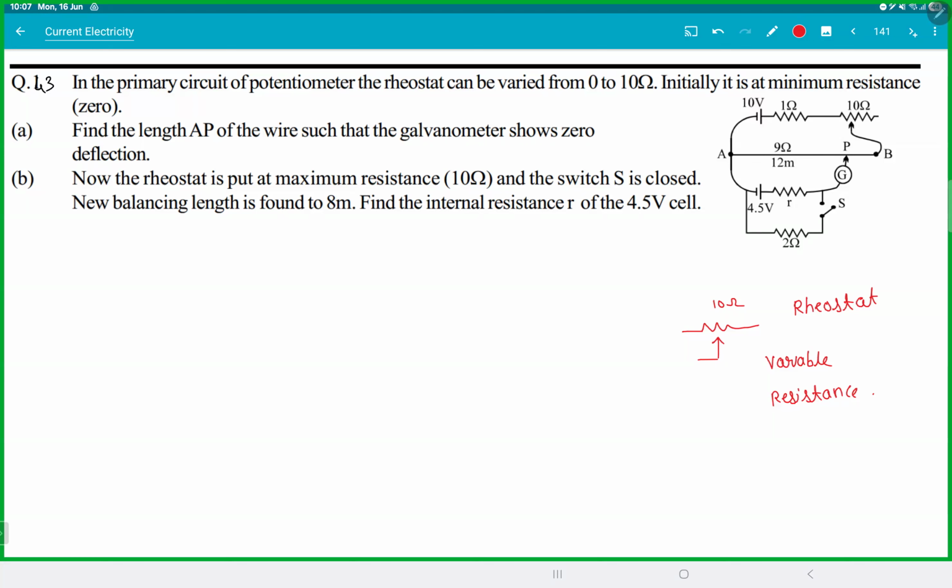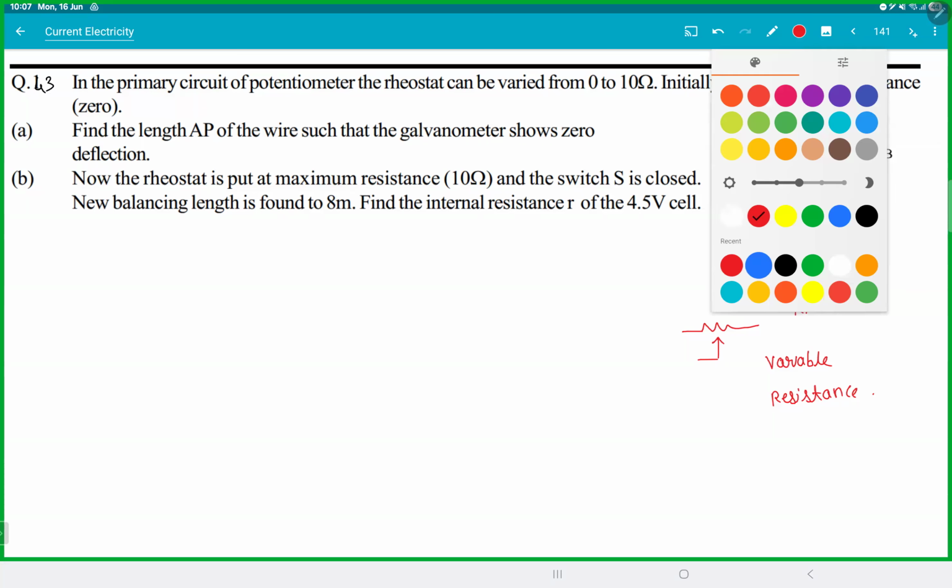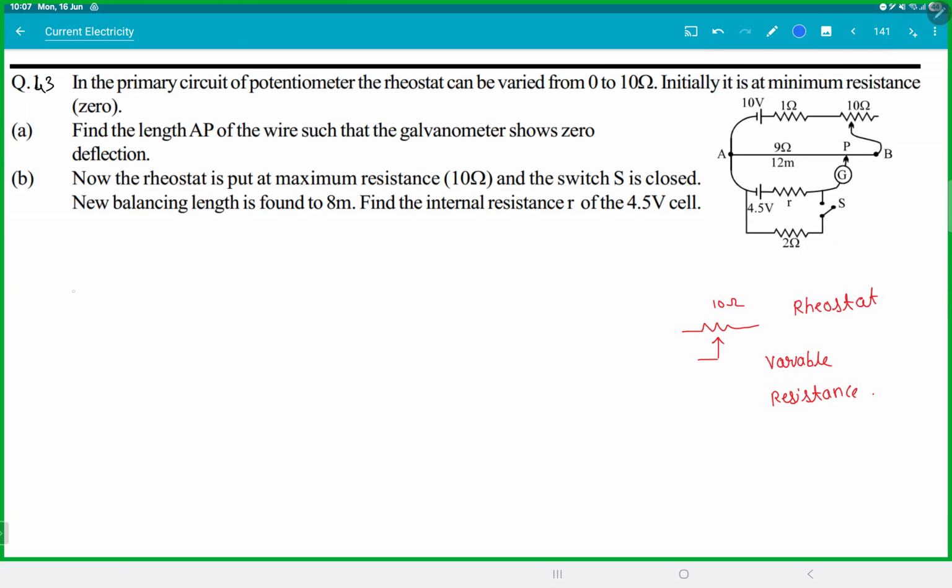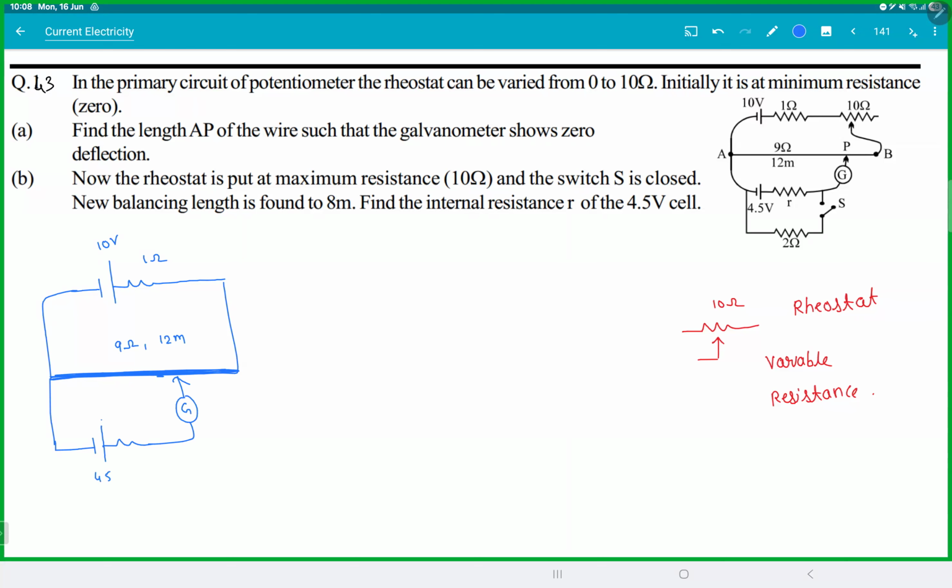Let's see the first one. Let's draw the circuit again. You're keeping it initially at minimum resistance. So the switch is open. So I'll just not draw that. So this is 10 volt. This is 1 ohm. This is 9 ohm. This is 12 meters. This is 4.5 volt.